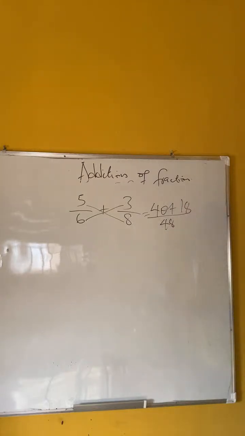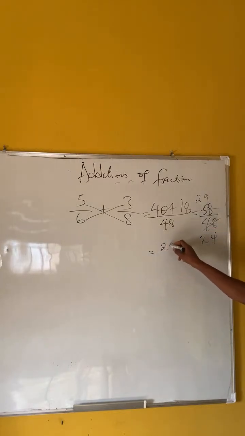Good. So the next thing is just to add. 40 plus 18 is 58. Okay, we have 58 over 48. You can see that this method requires us to reduce to its lowest term. So if you divide by 2, what are we getting? 58 divided by 2 is 29, 48 divided by 2 is 24. So the answer is what? 29 over 24. And that's what is needed.